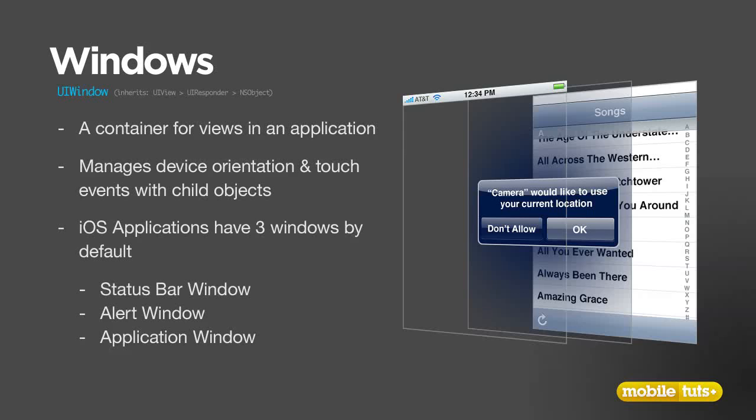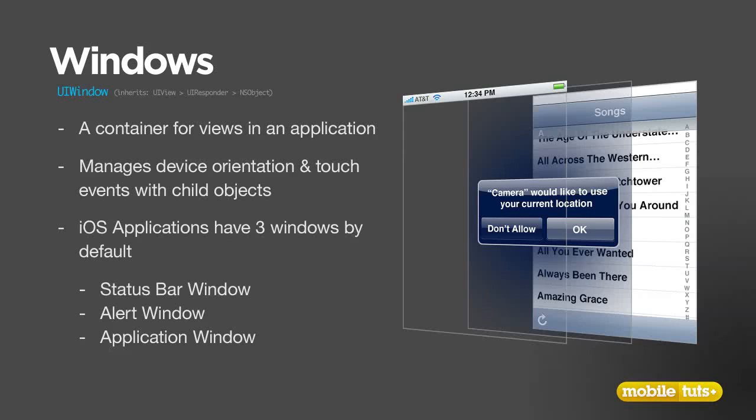Okay, so our first slide is on Windows, or the UI window class. UI windows are a container for views in an application. They are actually inherited from a UI view, so they are a UI view. However, they do inherit some special features that make them UI windows. They're responsible for managing the device orientation as well as the orientation animation you see on a device when you rotate it. They also manage touch events with child objects.